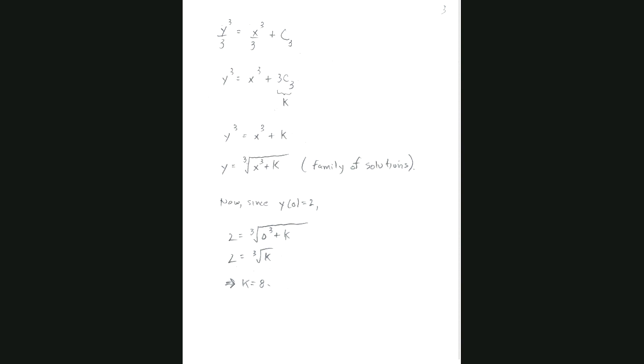So if y of 0 equals 2, 2 will equal the cube root of 0 cubed plus k. Hence, we get 2 equals the cube root of k. And that means k equals 8. K equals 8.